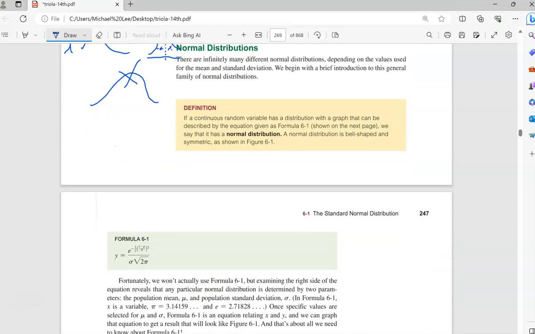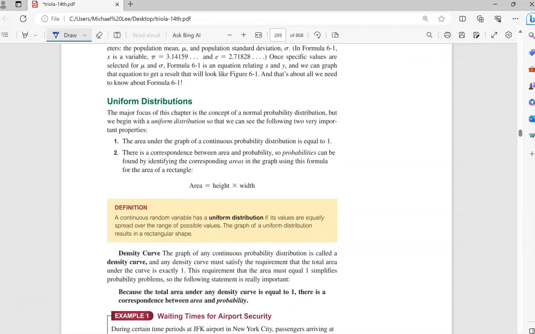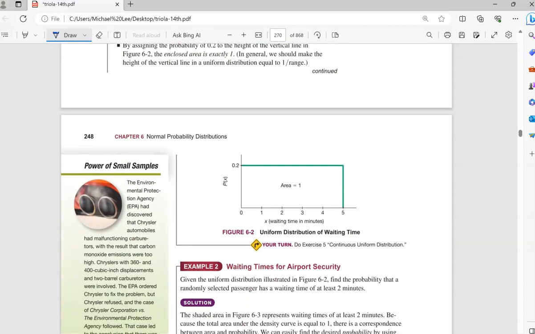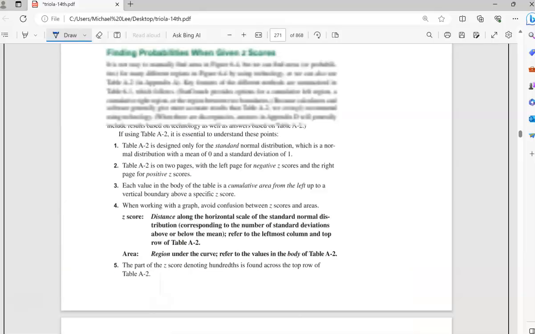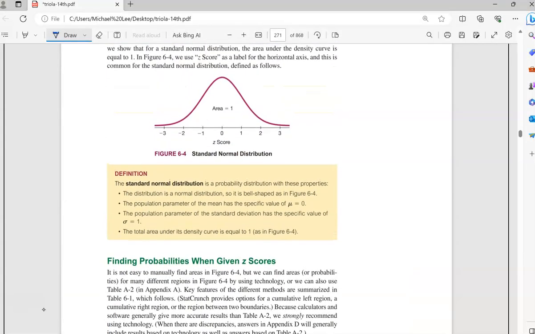Standard normal distribution. Standard normal means the mean in the middle is 0, and then the standard deviation is 1. That is the meaning of standard distribution.